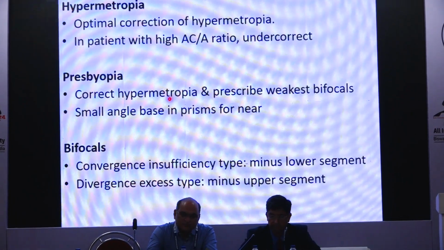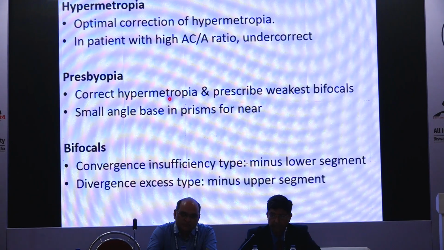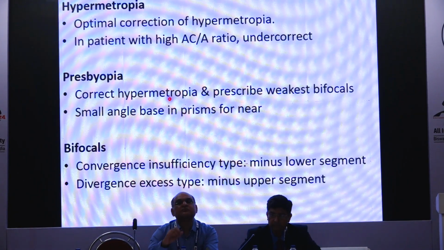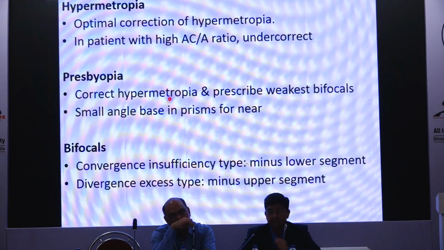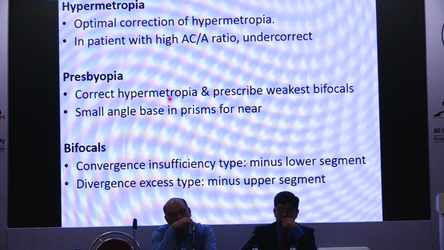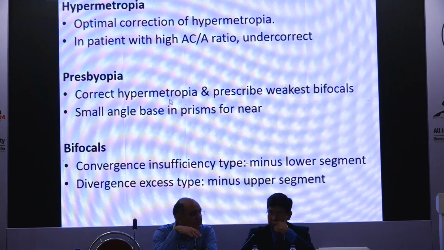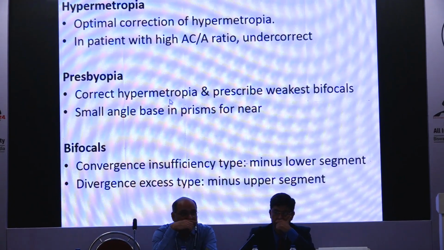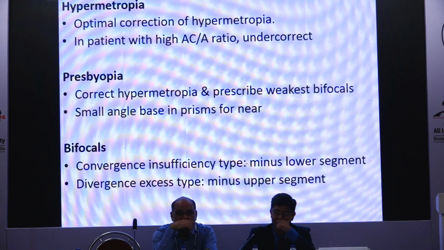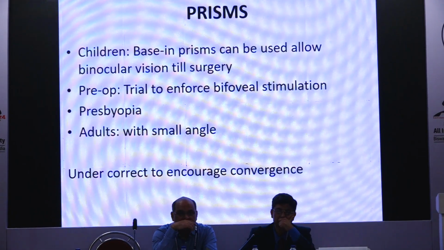For hypermetropia, give an optimal correction. If there is a high AC/A ratio, you could undercorrect slightly. In presbyopia, you want to give the lowest near plus that you can give, and sometimes you give bifocals in the form of minus segments below or above based on whether it's a convergence insufficiency type or a divergence excess type of exotropia. So these are all things where you can play around with the optics.